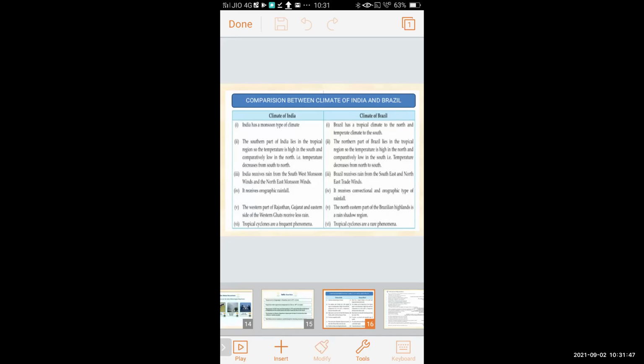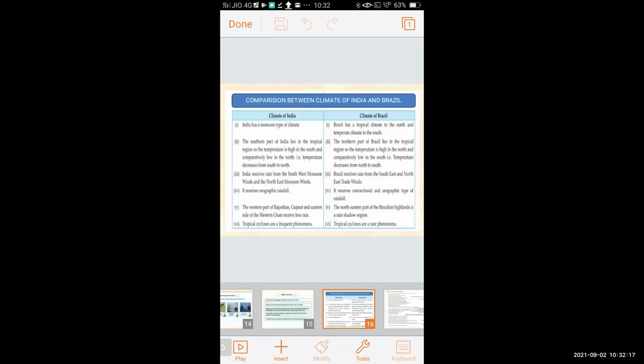And of Brazil, the northern part of Brazil lies in the tropical region, so the temperature is high in the north and comparatively low in the south, that is, temperature decreases from north to south. So in India, we can see the temperature decreases from south to north, and in Brazil, the temperature decreases from north to south. This is the comparison between the temperature.